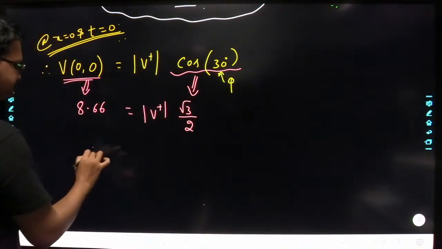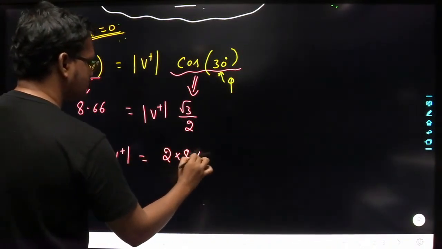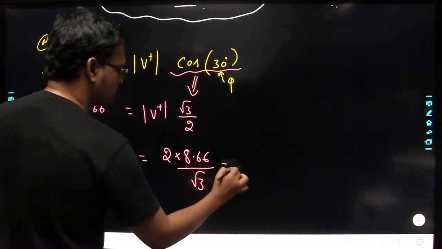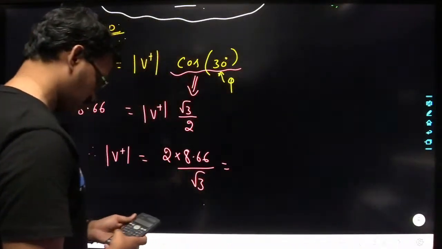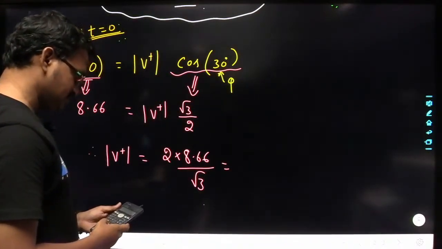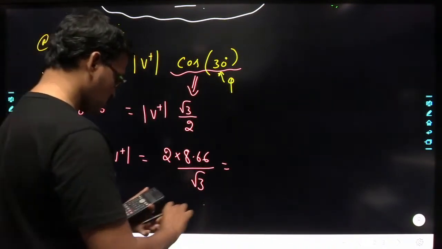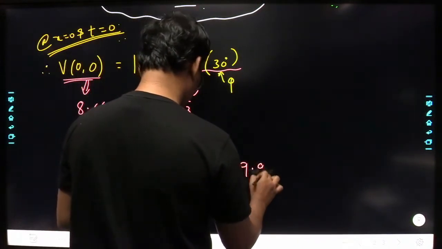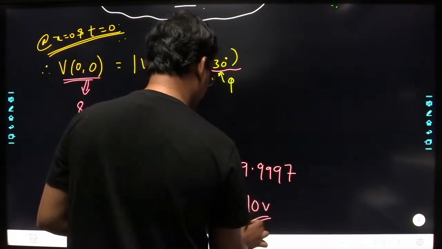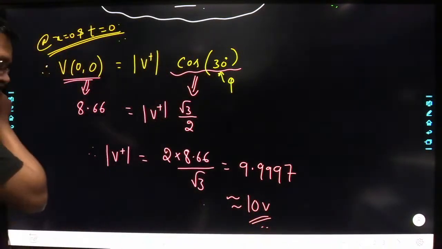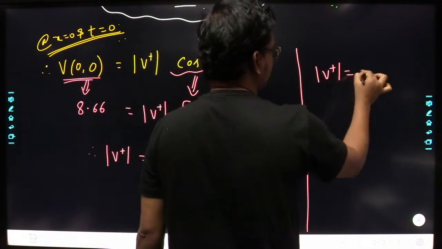Okay. So therefore magnitude of V plus is equal to 2 into 8.66 divided by root 3. So if you do this, what you are going to get? 9.9997. So that means I can consider it as approximately 10 volts. So magnitude of V plus, we got it as 10 volts.